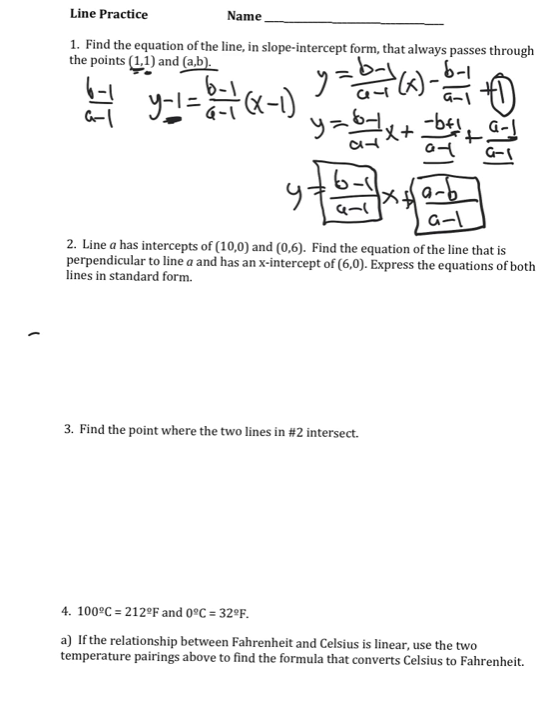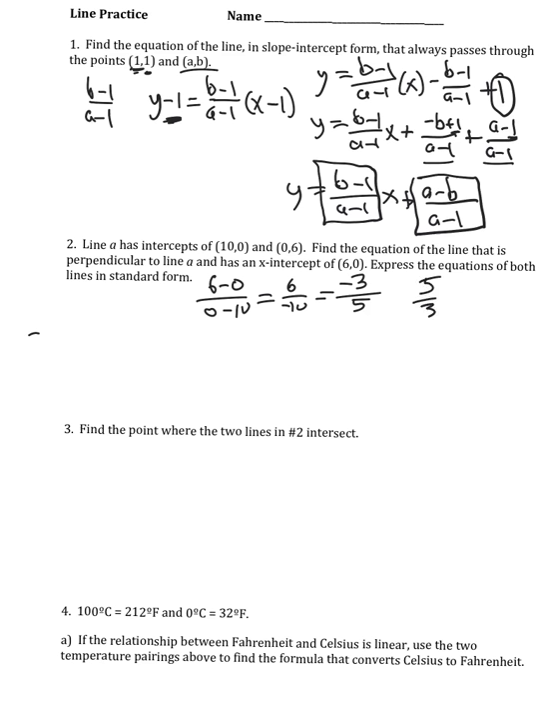Okay, line A has intercepts of (10, 0) and (0, 6). Find the equation of the line that is perpendicular to line A and has an x-intercept of (6, 0). Okay, so line A, first of all, has a slope equal to (6 - 0) over (0 - 10), which is 6 over negative 10, which is negative 3/5. So if we want a line that's perpendicular to line A, it has to have a slope of positive 5/3, the negative reciprocal.